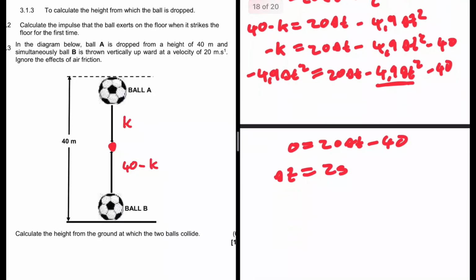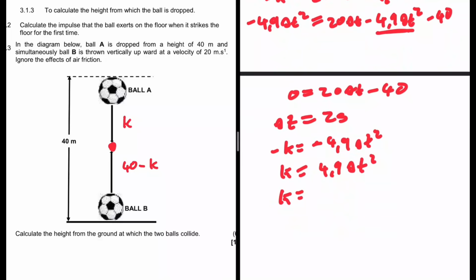But we are not interested in the time. We want to calculate the height above the ground. So minus k is equal to minus 4.9 delta t squared. So k is equal to 4.9 delta t squared. We know that delta t is 2. So that is 4 multiplied by 4.9, 19.6. So k is 19.6.